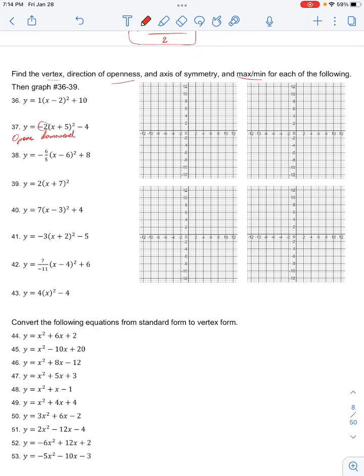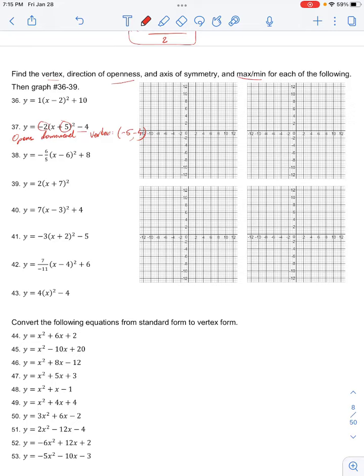Then finding the vertex, since it is vertex form, it's very easy. We have this opposite h, so that'd be vertex at negative 5, negative 4, just looking, we take plus k.